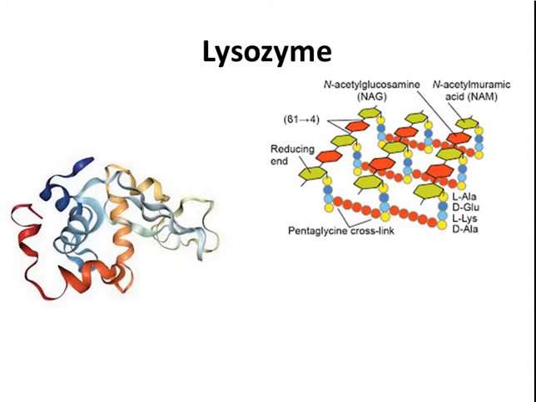Lysozyme is an enzyme which is responsible for cleavage of the beta-1,4 linkage between N-acetylglucosamine and N-acetylmuramic acid of the peptidoglycan linkage. Peptidoglycan is the component of the bacterial cell wall. So lysozyme kills bacteria by cleaving this peptidoglycan.